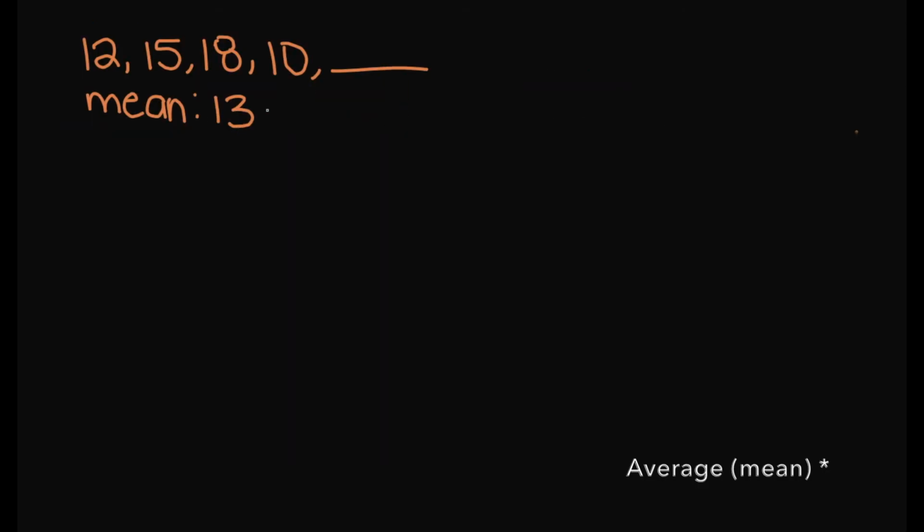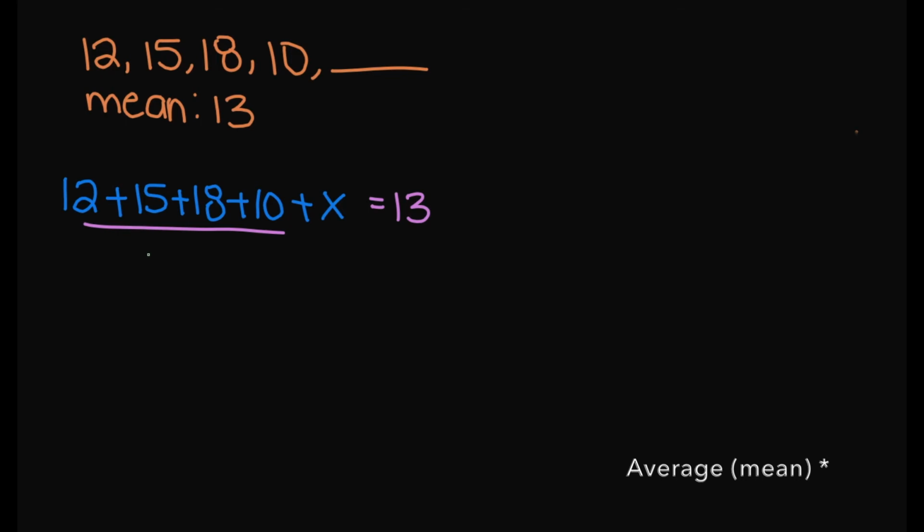Let's look at this example here: 12, 15, 18, 10, and I need to find my missing value, and my average here is 13. Let's add 12 plus 15 plus 18 plus 10 plus x, which represents my missing value. This is going to equal 13. And all the numbers on my left side are going to be divided by the number of items I have: 1, 2, 3, 4, 5. So this is going to be divided by 5.